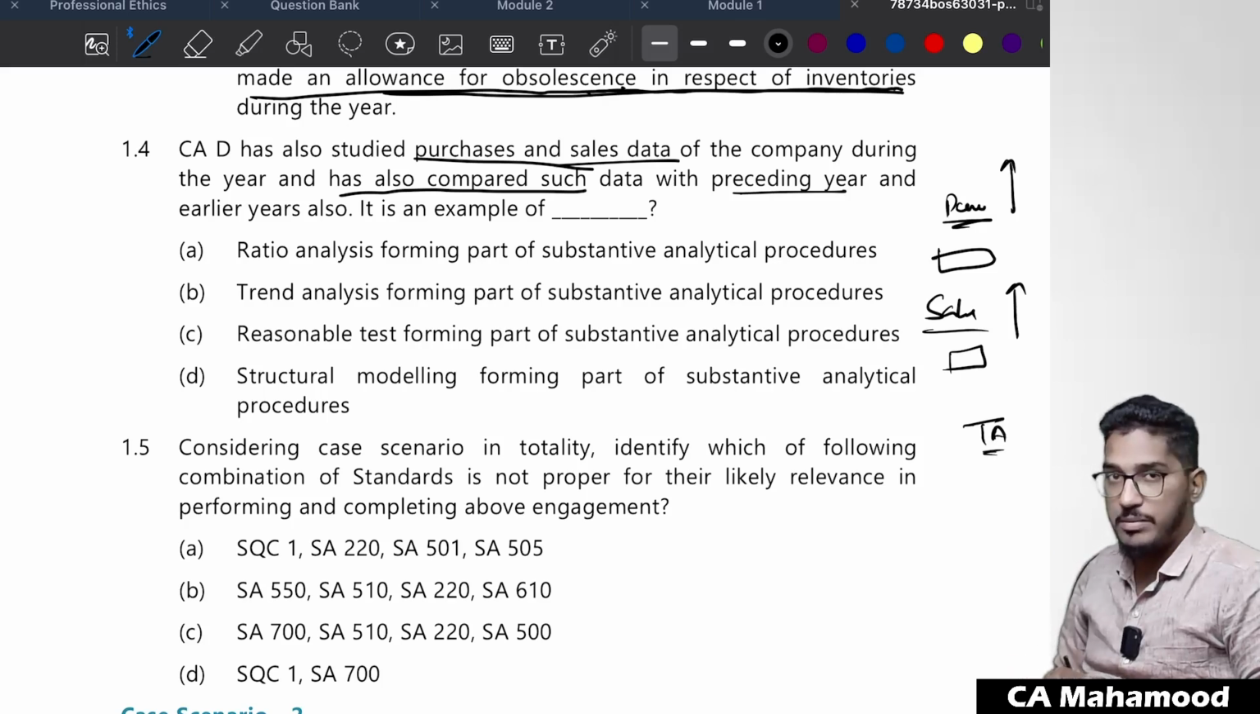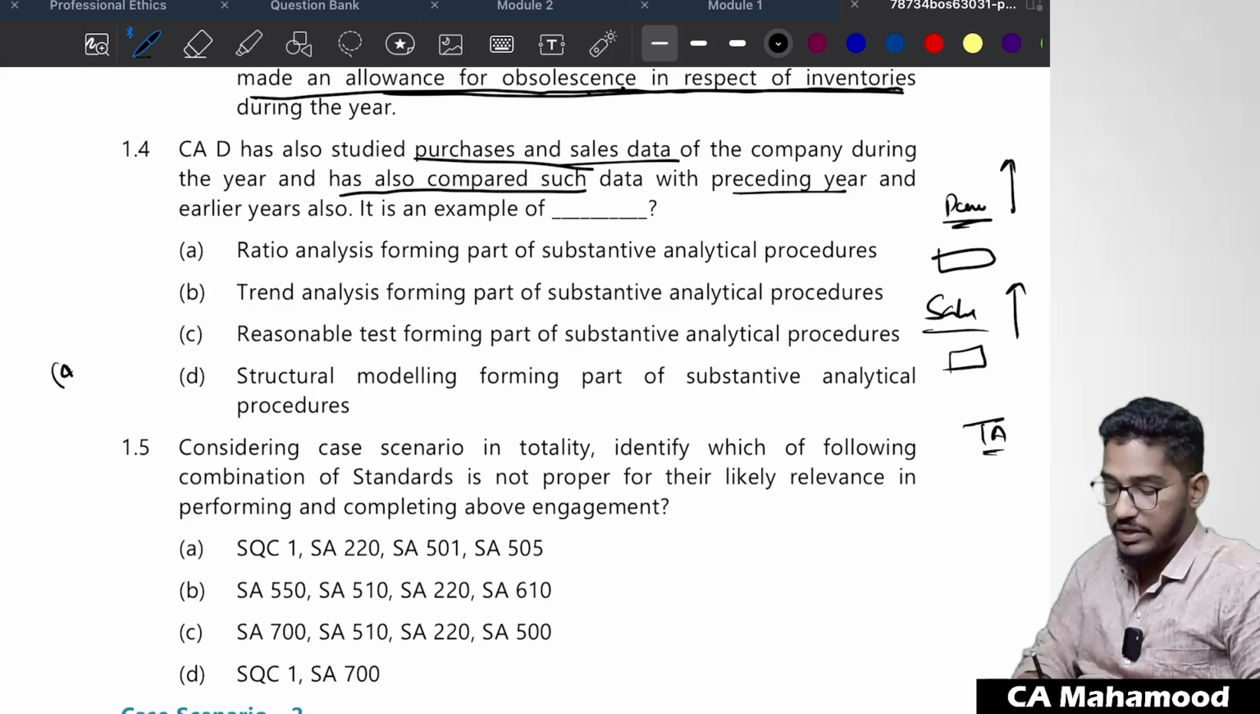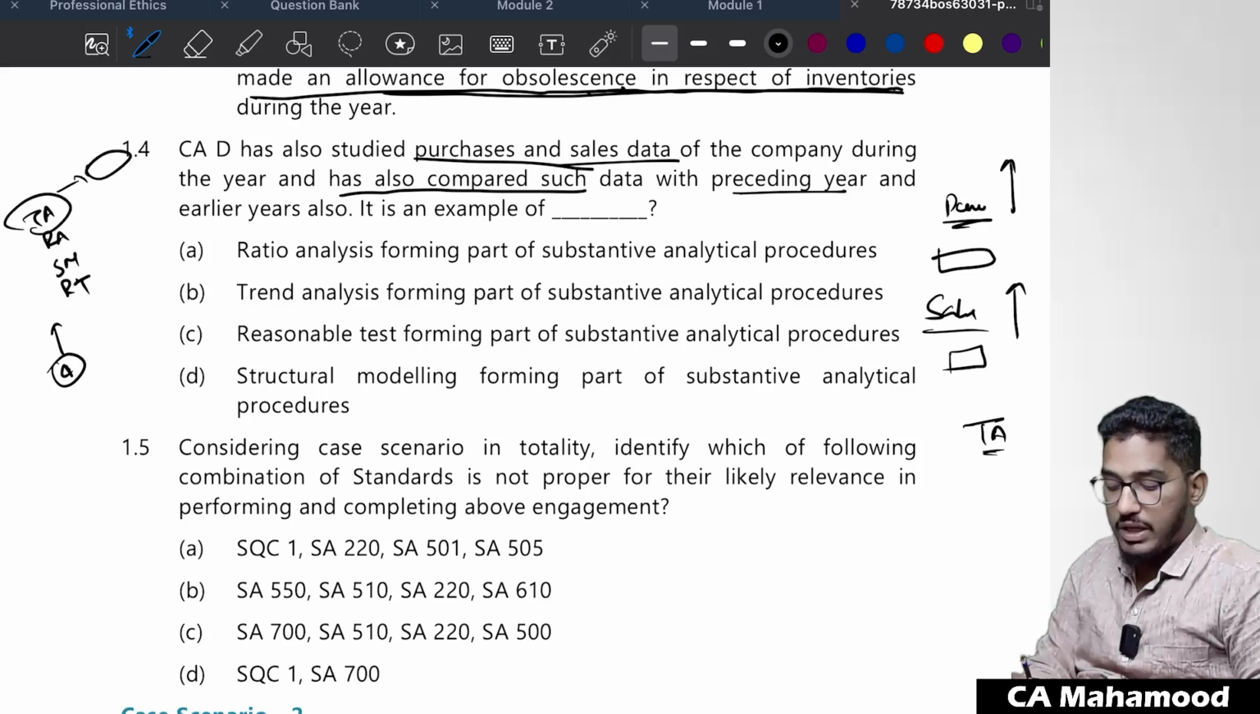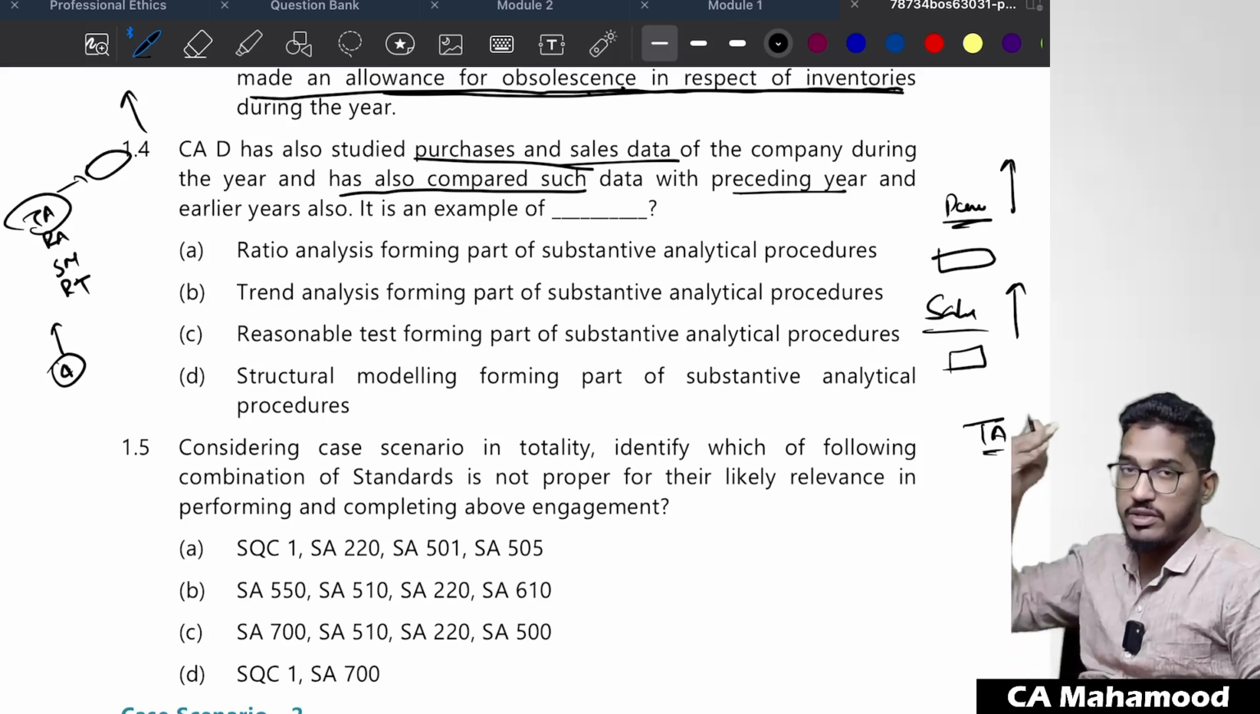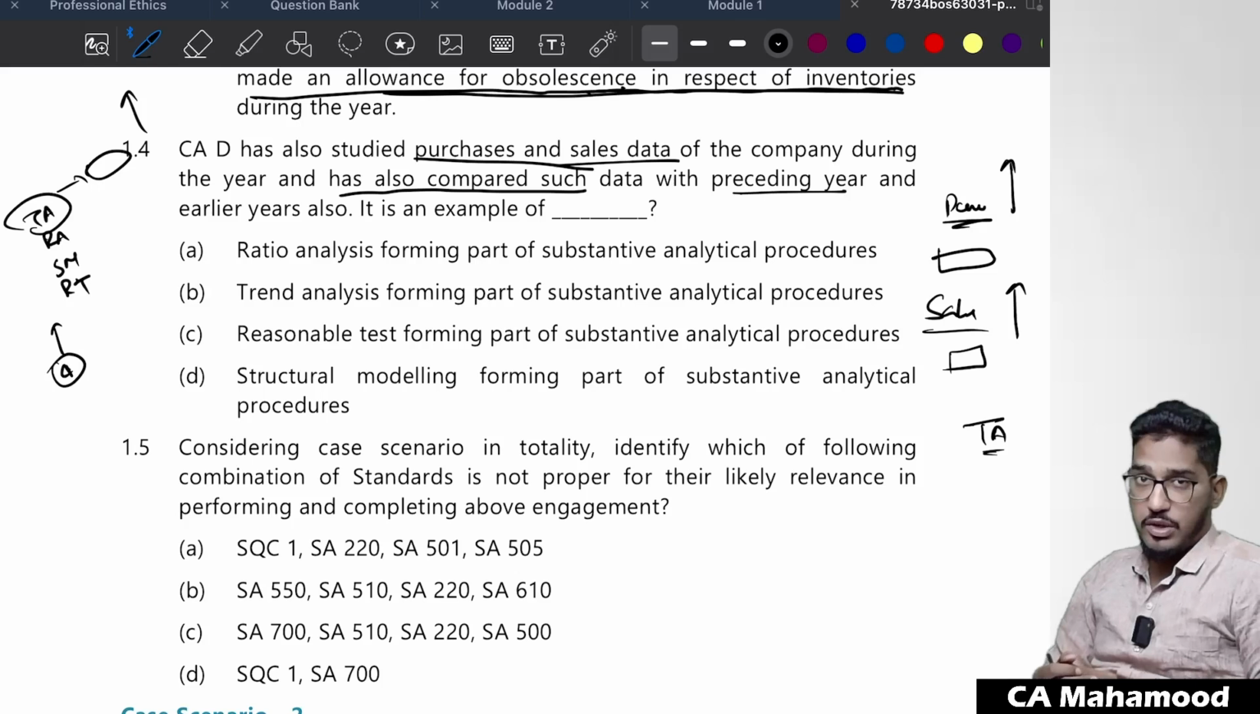Yes. Generally, what will happen in trend analysis? See, there are 4 methods for performing substantive analytical procedures. What are they? Trend analysis, ratio analysis, structural modeling, reasonableness test. In the case of trend analysis, we take one item and compare it with one or more previous years to see whether it is moving in line with the trend or not.